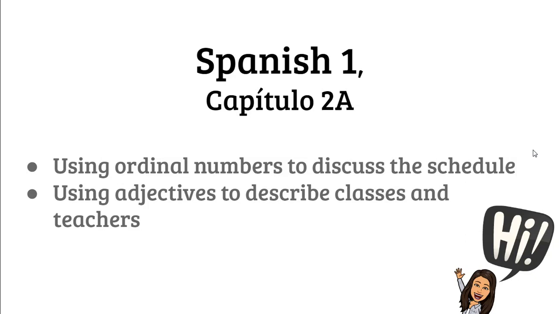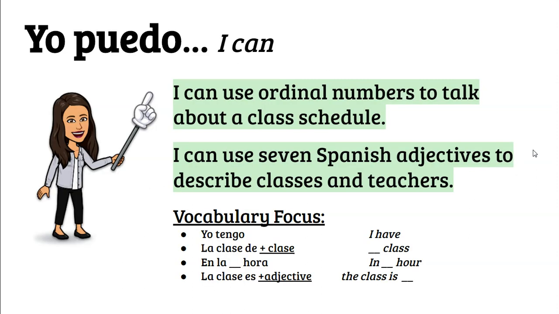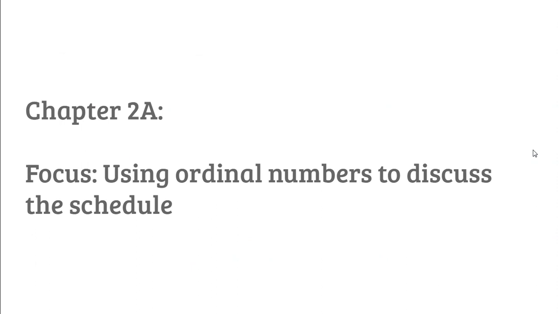Hola, this video is to review using ordinal numbers to discuss the schedule and using adjectives to describe classes and teachers. By the end of this video, you should be able to discuss a class schedule using ordinal numbers and use the 7 Spanish adjectives to describe classes and teachers. The vocabulary we will focus on is using yo tengo, la clase de, en la blank hora, and la clase es, including the adjective. First, we'll focus on using ordinal numbers to discuss the schedule.